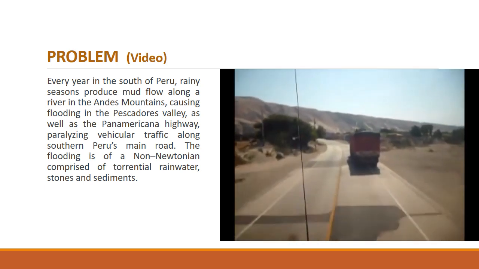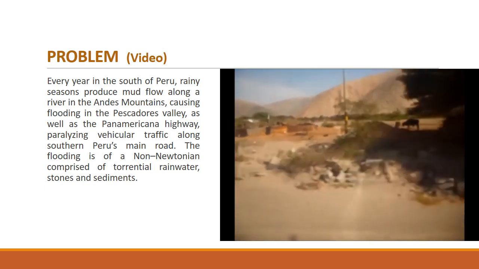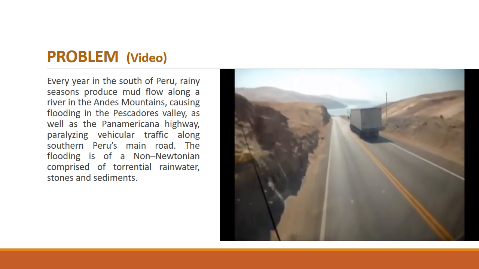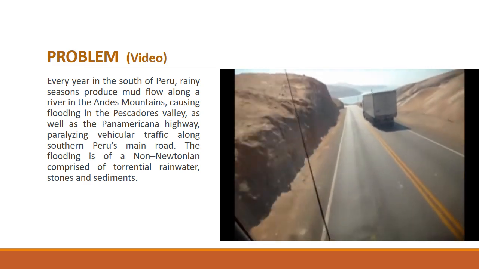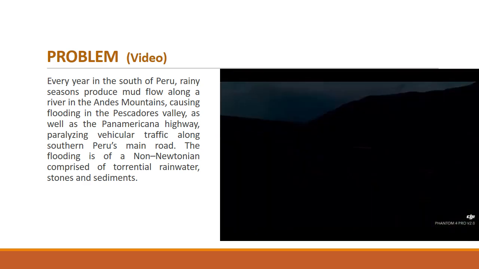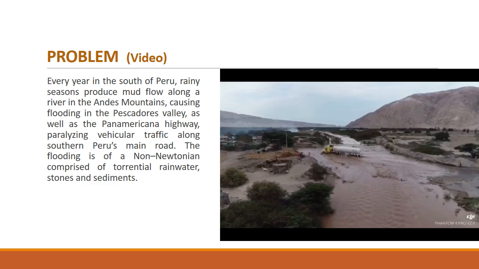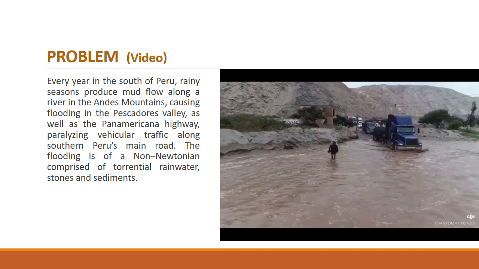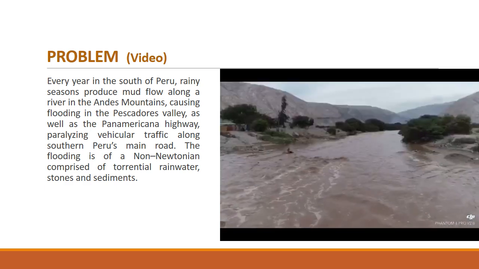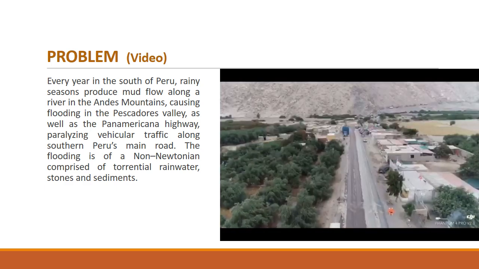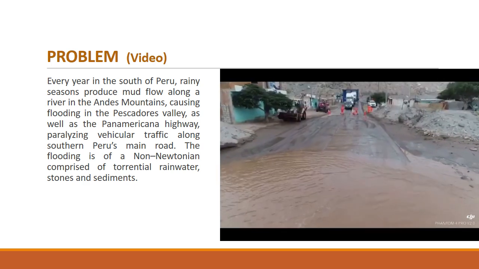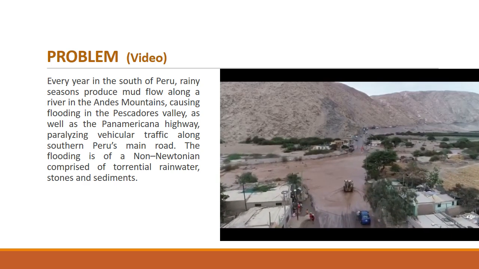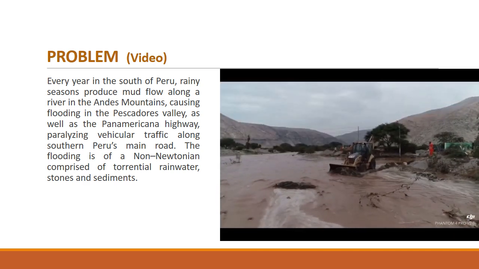Every year in the south of Peru, rainy seasons produce mud flow along a river in the Andes Mountains, causing flooding in the Pescadores Valley as well as the Panamericana Highway. In the video, we can see the magnitude of the flooding. This flooding usually lasts for several days, paralyzing vehicular traffic along southern Peru's main road, and generating great economic losses to this region of the country.